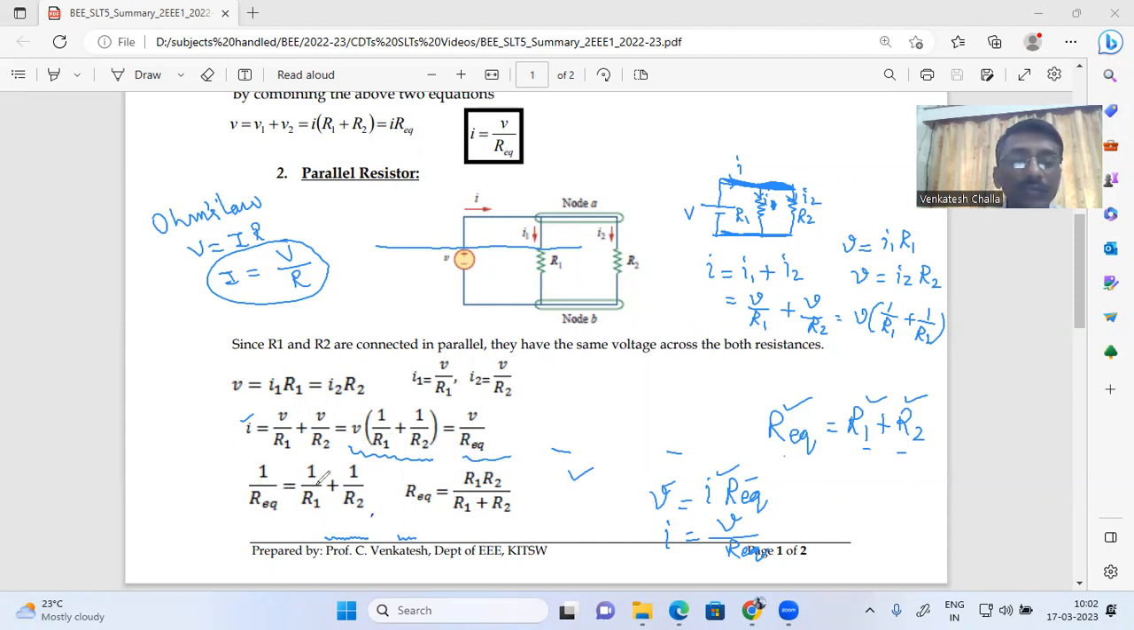So what I'll get is 1 by R equivalent. 1 divided by R equivalent is nothing but 1 by R1 plus 1 by R2. Therefore, R equivalent is equal to R1 R2 divided by R1 plus R2. So if two resistors are connected in series, then we have R equivalent as R1 plus R2. If two resistors are connected in parallel, then R equivalent is equal to R1 into R2 divided by R1 plus R2. It's important.